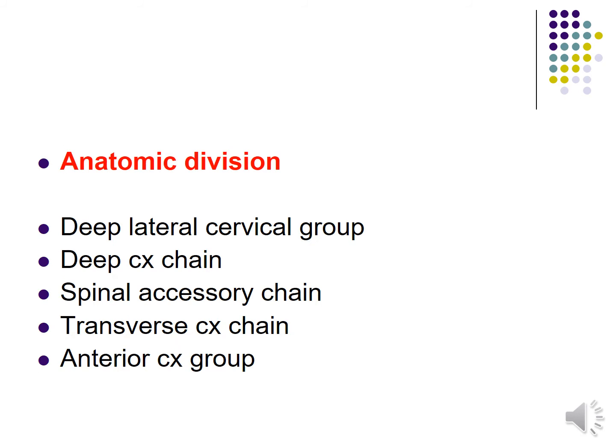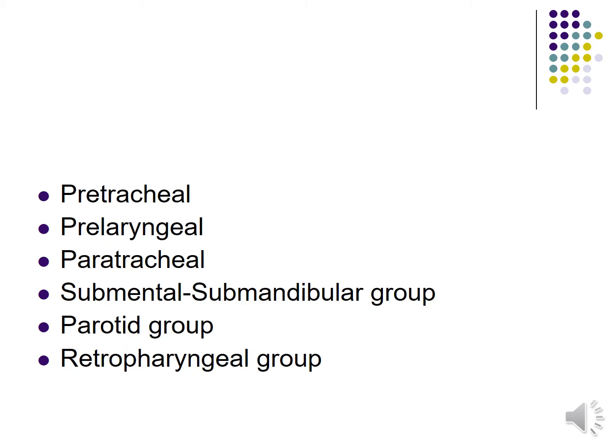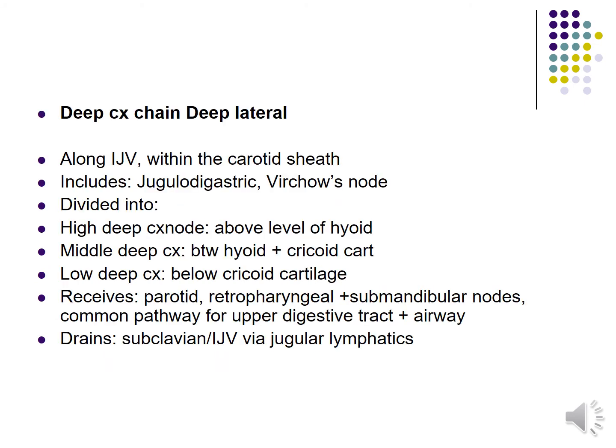What are the anatomic divisions? The deep lateral cervical group of lymph nodes, deep cervical chain, spinal accessory chain, and transverse cervical chain, and the anterior cervical group of lymph nodes: pretracheal, paratracheal, prelaryngeal, submental, submandibular, parotid group of lymph nodes, and retropharyngeal group.